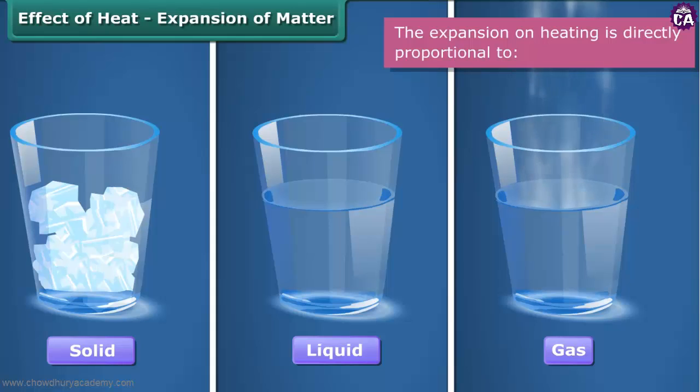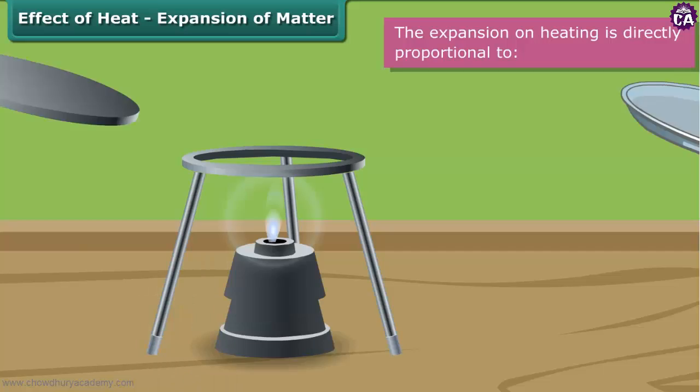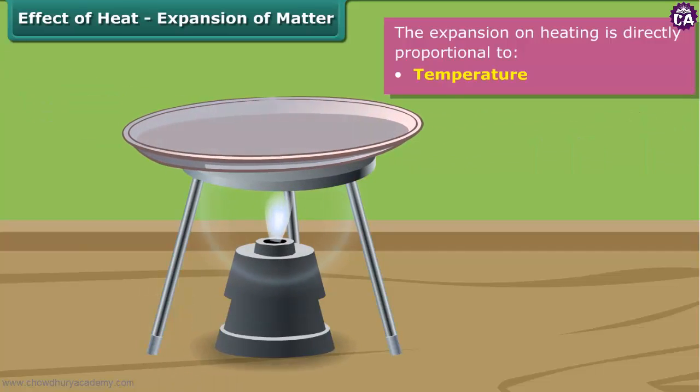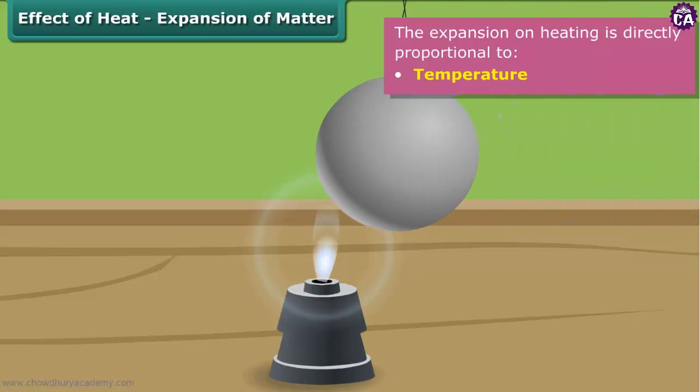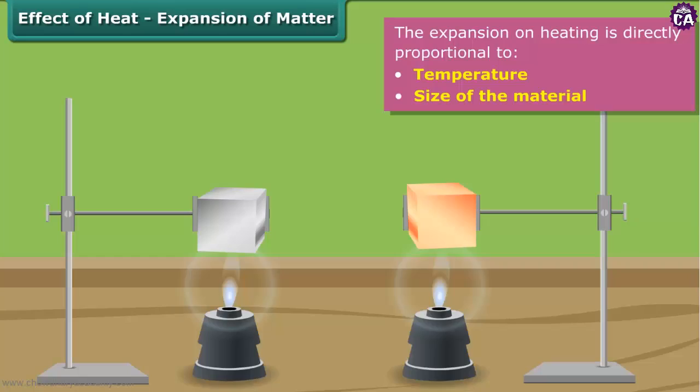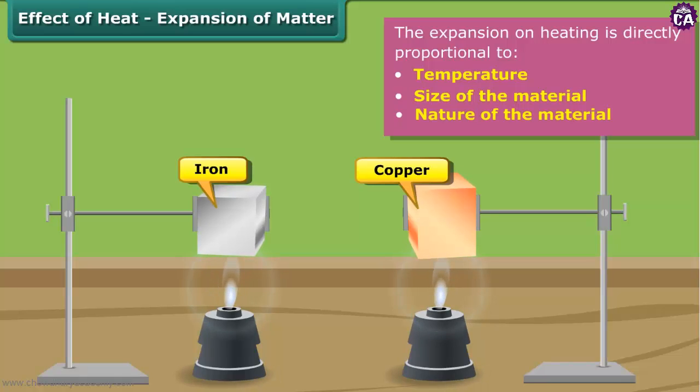The expansion of matter depends on the temperature through which it is heated. In this case, when we heat this plate, the higher the temperature, the more is the expansion. Expansion of matter also depends on the size of the material being heated. The longer the plate or bigger the ball, the more is the expansion for the same rise in temperature. The nature of the material being heated also plays an important role in expansion. For example, copper expands more than iron for the same rise in temperature.